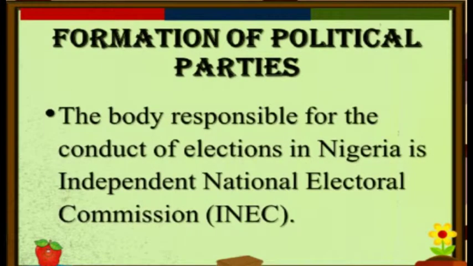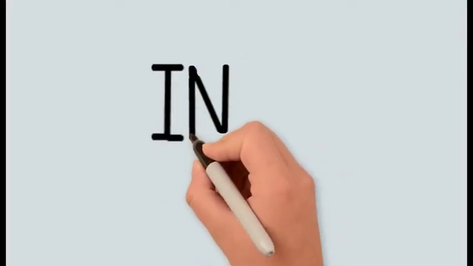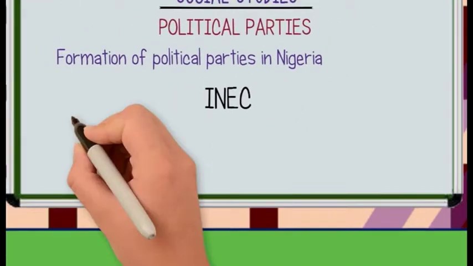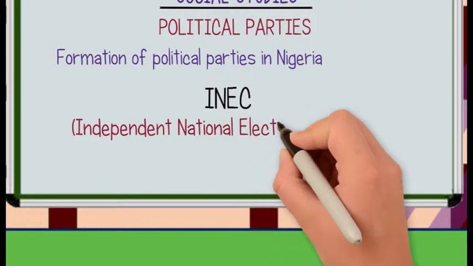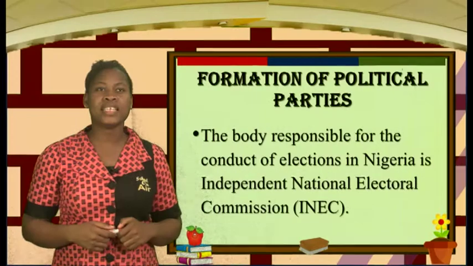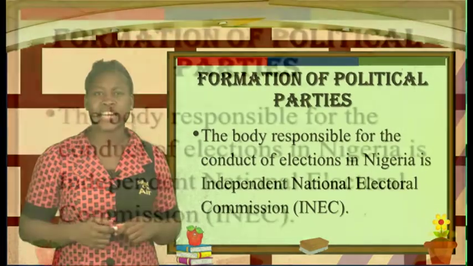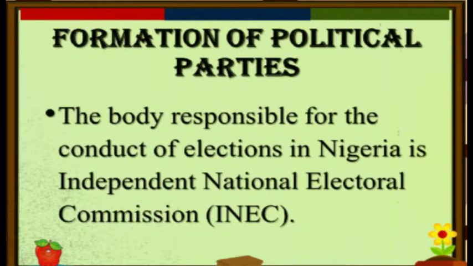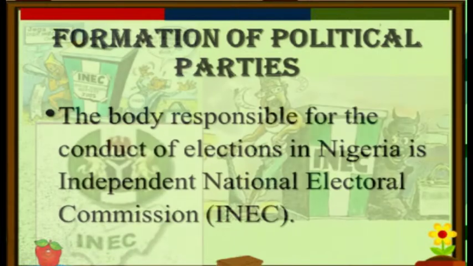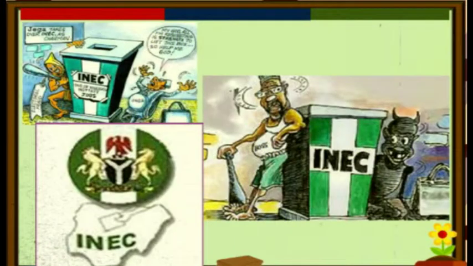The body that is responsible for the conduct of elections in Nigeria is the Independent National Electoral Commission, fondly called INEC. INEC is the body that is responsible for conducting elections in Nigeria. They register political parties and also conduct elections and announce results. This is a picture that shows the INEC symbol in the country. Whenever this logo is shown in any part of the country, it is INEC, Independent National Electoral Commission.